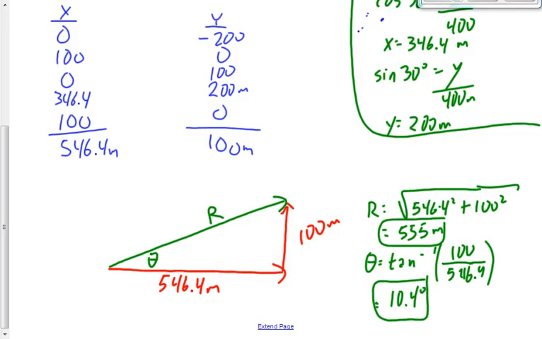So you can't do it the other way? Oh, you mean like the 100 then the 546? No, you can. Yes, you can do it that way.